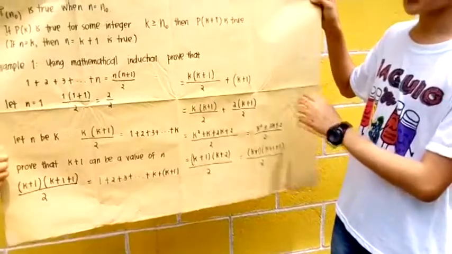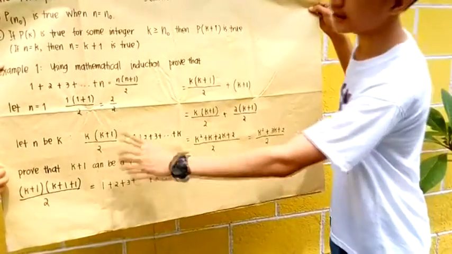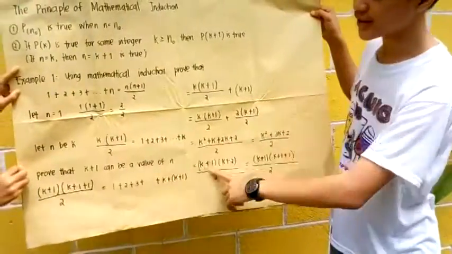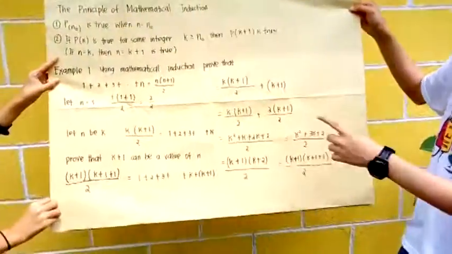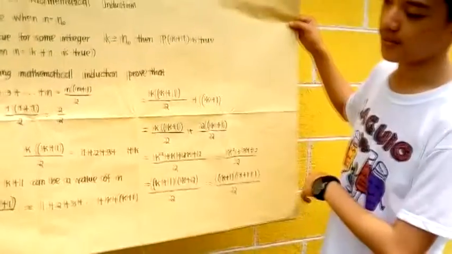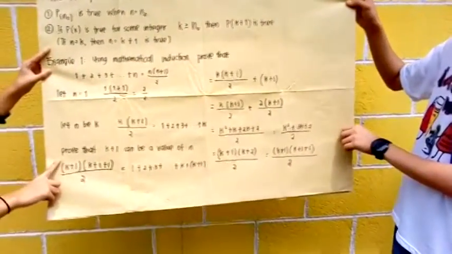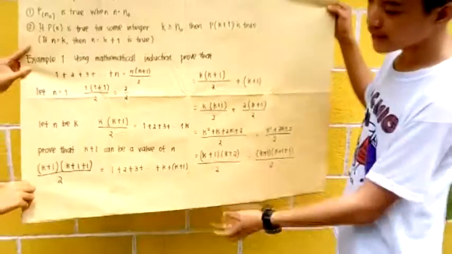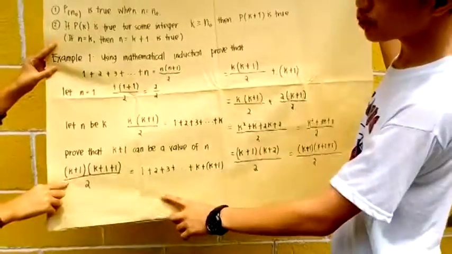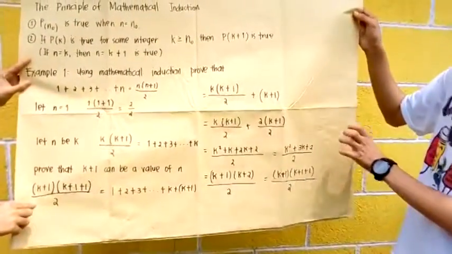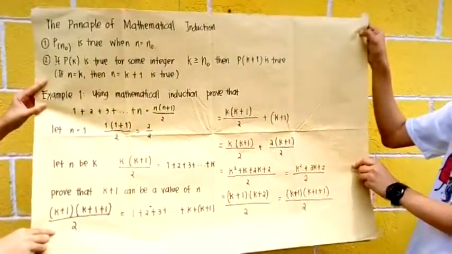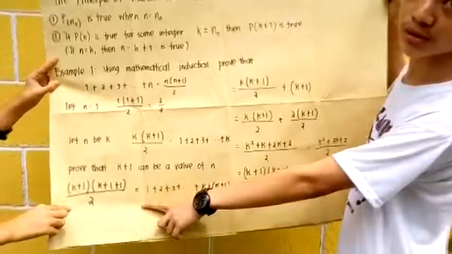So, next step, let n be k. So, we have to substitute the letter k for the letter n's in the equation. So, k times the quantity of k plus 1 over 2 is equal to the summation of 1 plus 2 plus 3 and so on until k. So, the last step that we have to do is prove that k plus 1 can be a value of n. Knowing that k plus 1 times the quantity of k plus 1 plus 1 over 2 is equal to the summation of that. So, we have to prove that this is true.